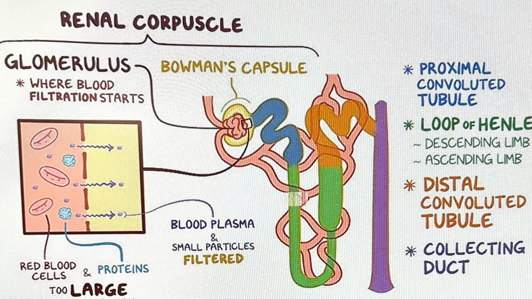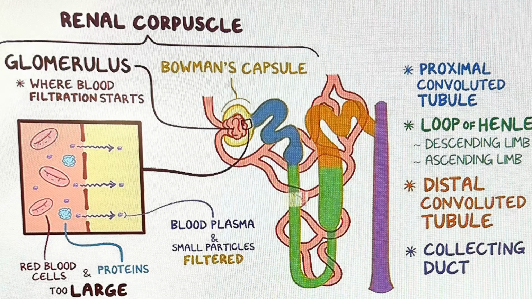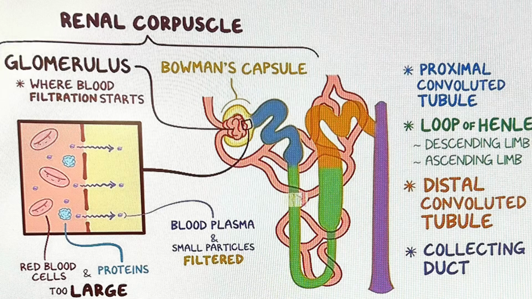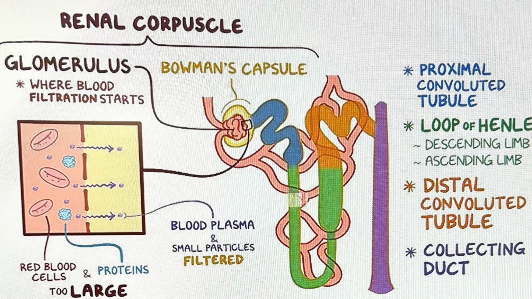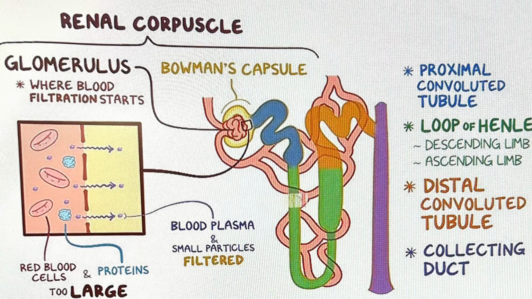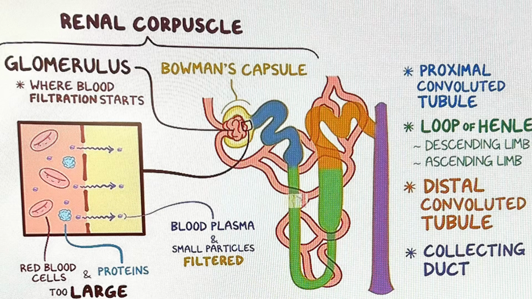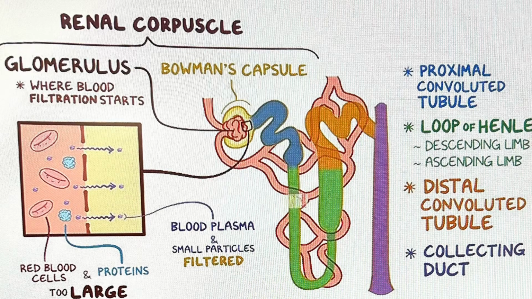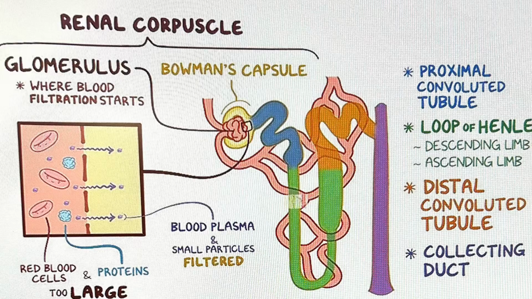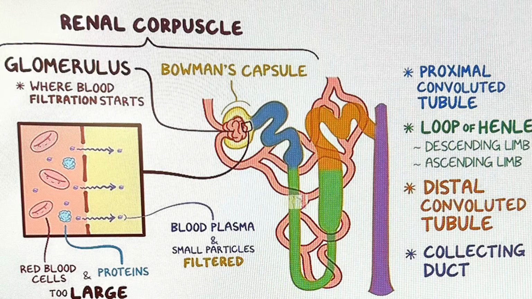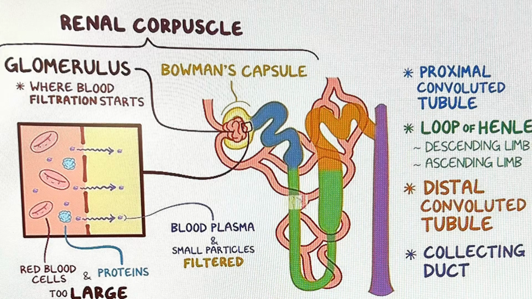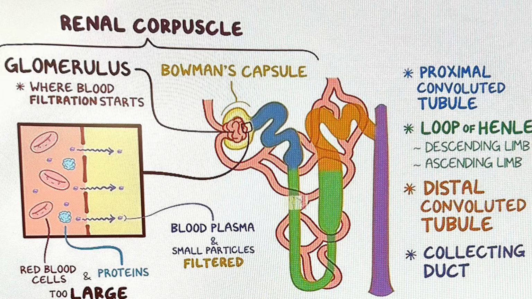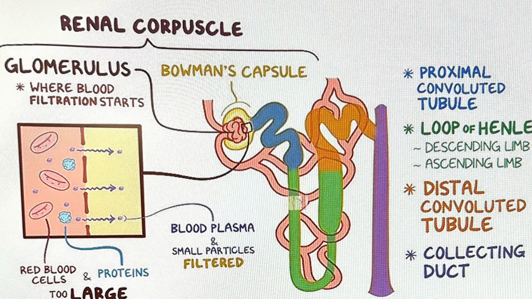Now we have the loop of Henle. It has a hairpin configuration and is shown in green color in your diagram. And it has a thin descending limb and both a thin and thick ascending limb, which contributes to the absorption of approximately 25% of filtered sodium.